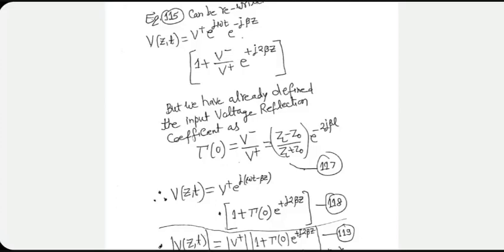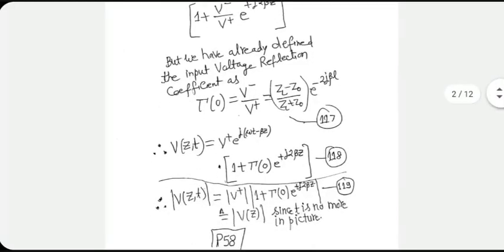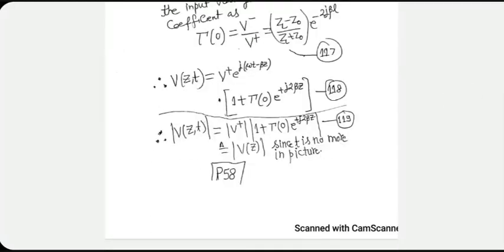Now I take the magnitude of V. In general, V plus will be a complex number, so I'll take the magnitude of that. The magnitude of e to the power j omega t minus beta z will be 1, so that term goes out. I get the magnitude of 1 plus tau 0 e to the power plus j2 beta z. And now time is gone away because I am talking only about magnitudes. t disappears from the equation, so I'll simply call it the magnitude of V(z).